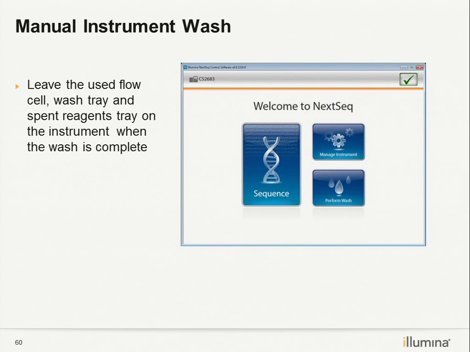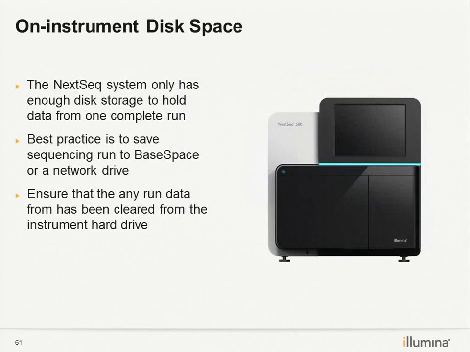And then after the wash, you just leave the flow cell, wash tray, and spent trays on the instrument until you start your next one. So just leave it, that's fine. And you don't need to change the nickel first between the wash because the volume is sufficient enough.